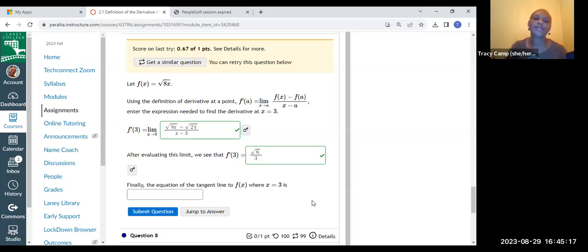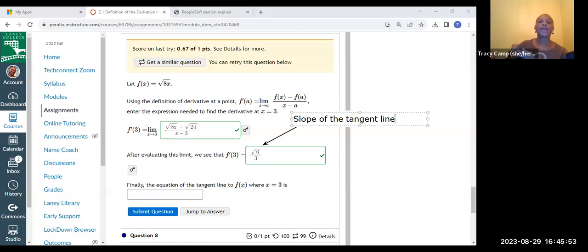Last of all, it says find the equation of the tangent line to f of x where x equals 3. And now it's asking us to find the equation of the tangent line. This is really important because this is reminding you that this number that I just found, this root 6 over 3, represents the slope of the tangent line. The derivative is the slope of the tangent line.